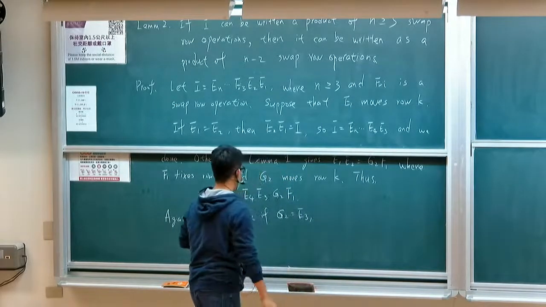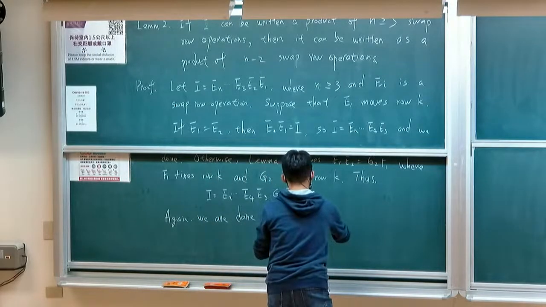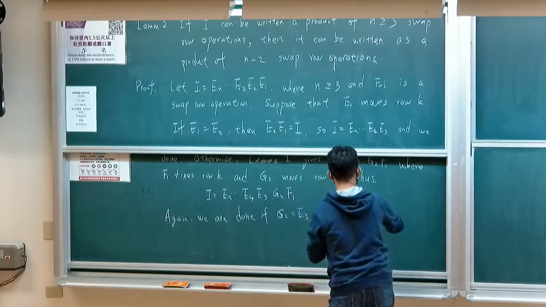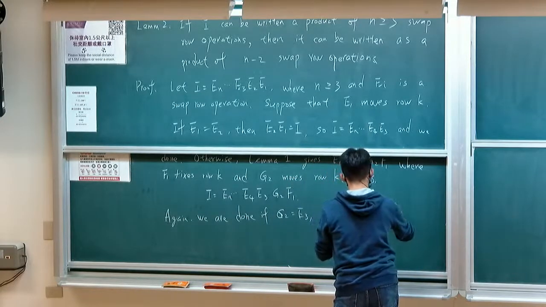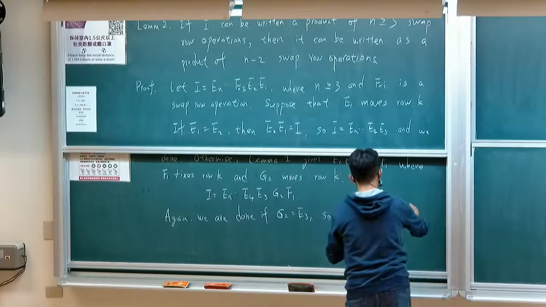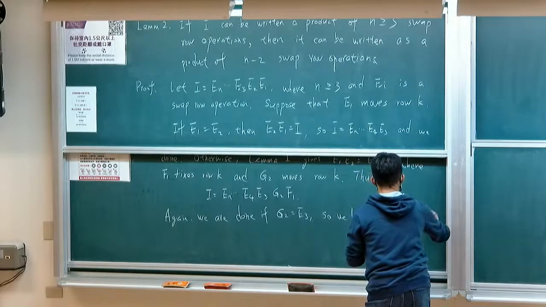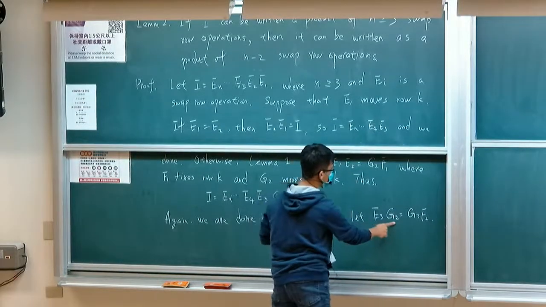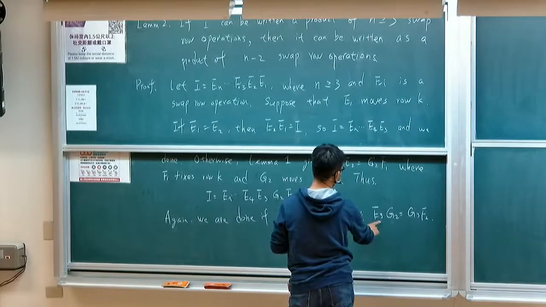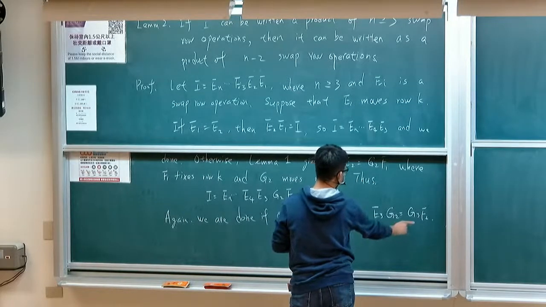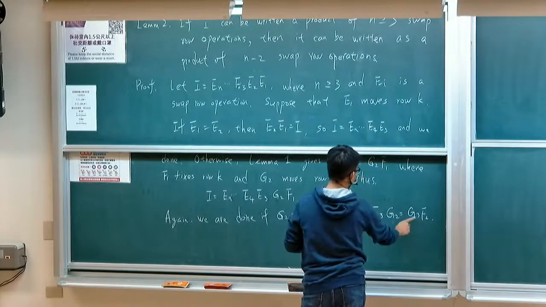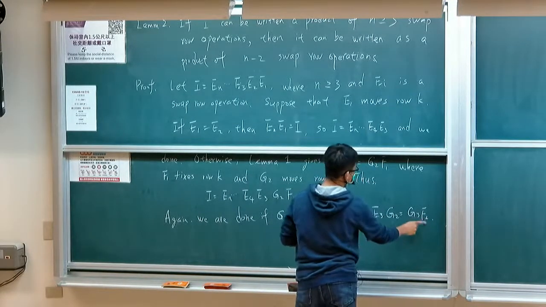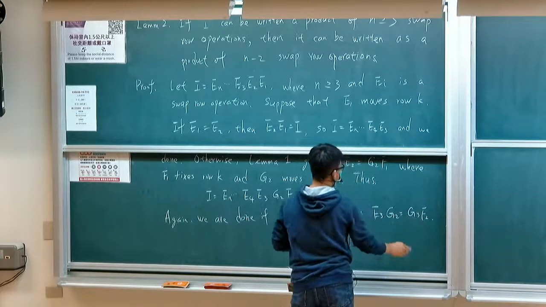Then if G2 is not equal to E3, we'll let E3 G2 equal G3 F2. Since G2 moves row K, we can apply lemma 1 again and transform G2 E3 into some F2 G3, where F2 fixes row K and G3 moves row K.